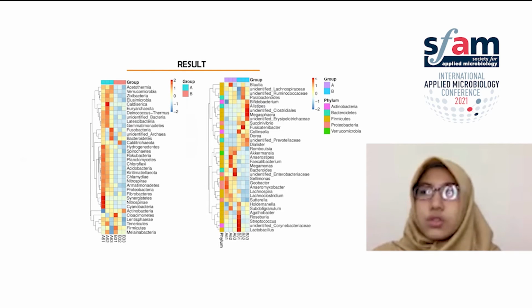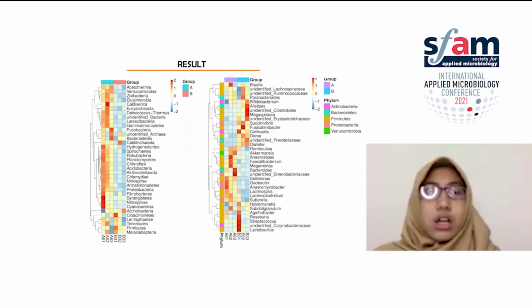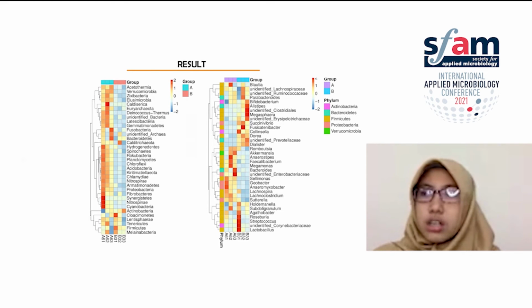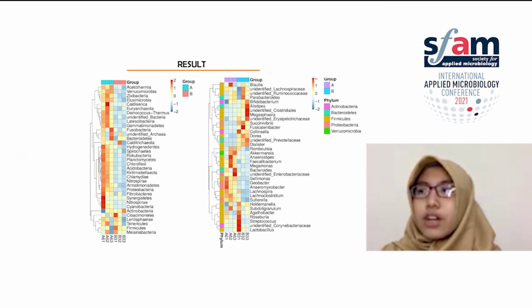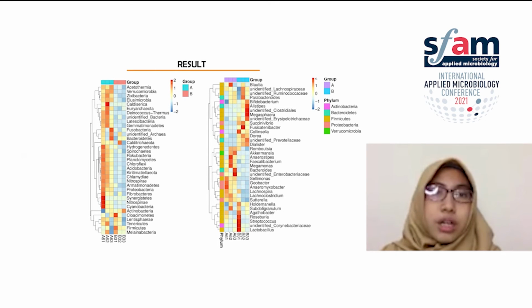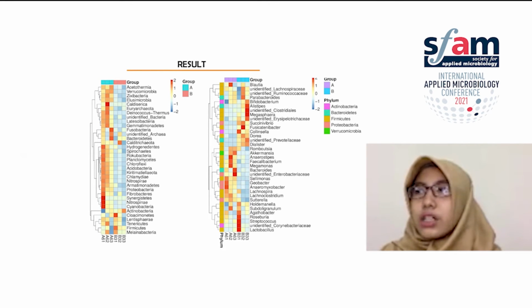In the left picture, we can see that the glucomannan porang jelly group has a higher abundance of bacteria than the placebo group in almost all phyla. This can be seen from the dominance of red color in group A and the dominance of blue color in group B.